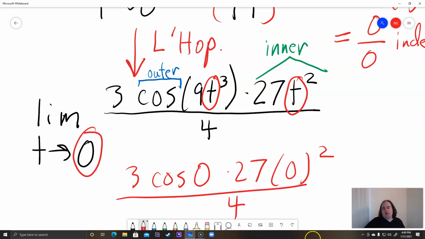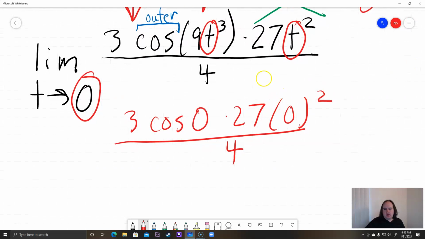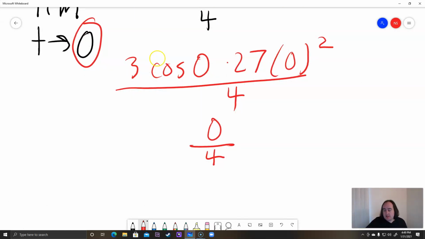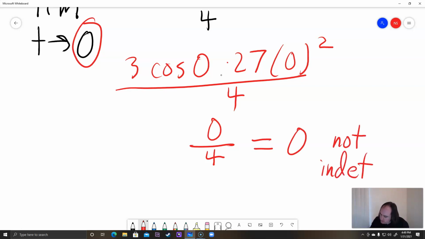Well, in the numerator, remember that 0 times any other number is just 0. So up here in the numerator, we're just going to have 0, and in the denominator, we're going to have 4. Now, this is not an indeterminate form. Remember that 0 over a non-zero number like 4 is actually 0. So this is equal to 0, and this is not indeterminate. Because of that, that's going to be the value of the limit. So our answer is 0. The value of this limit is 0.